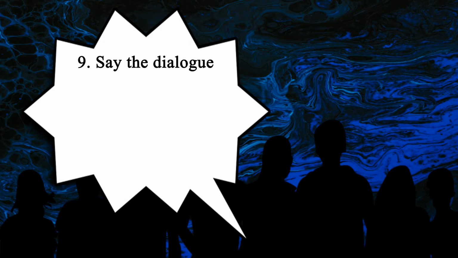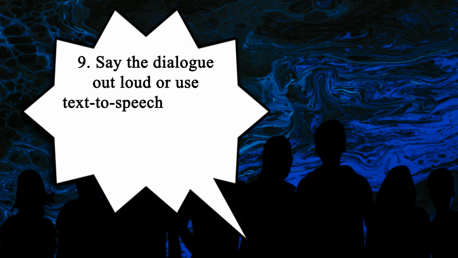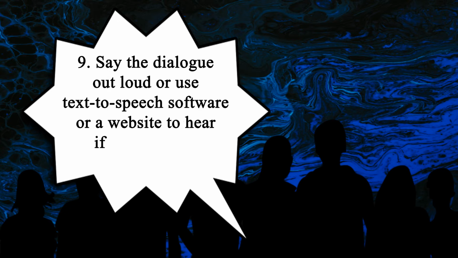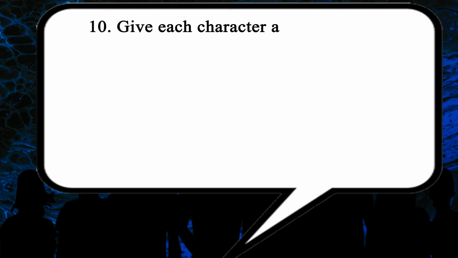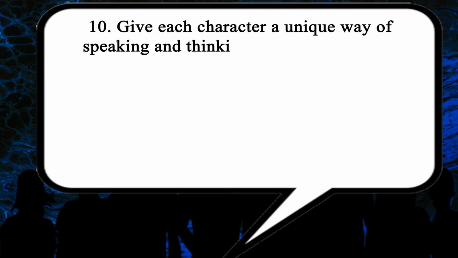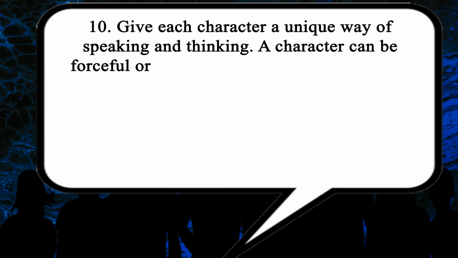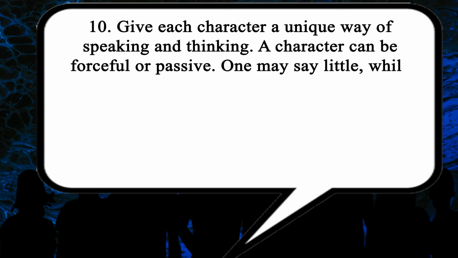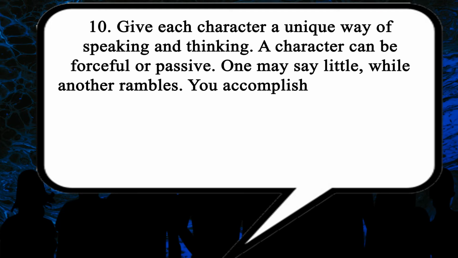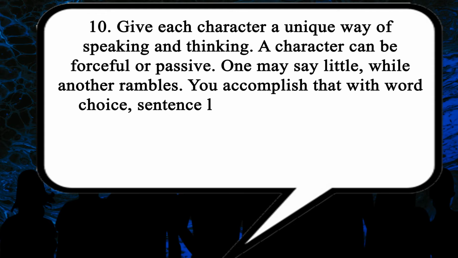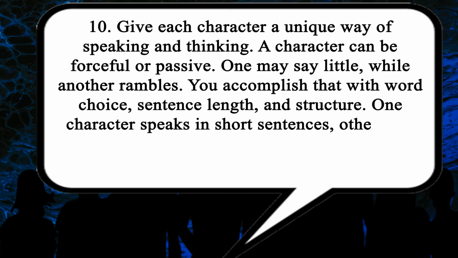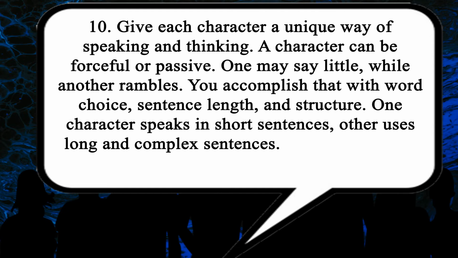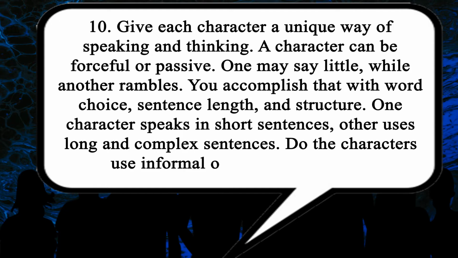9. Say the dialogue out loud, or use text-to-speech software or a website, to hear if the dialogue sounds realistic. 10. Give each character a unique way of speaking and thinking. A character can be forceful or passive. One may say little, while another rambles. You accomplish that with word choice, sentence length, and structure. One character speaks in short sentences, another uses long and complex sentences. Do the characters use informal or formal language?